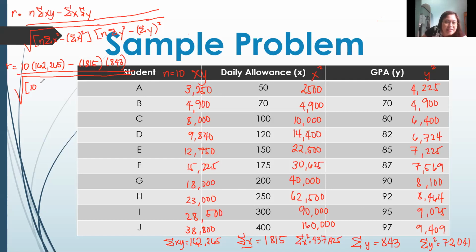Divided by the square root of the first one. We have N, that's 10, times the summation of X squared. That's 437,425, minus the summation of X, 1,815, and the squared is outside, so we need to square it. Then for Y, 10 is still our sample size, multiplied by the summation of Y squared.